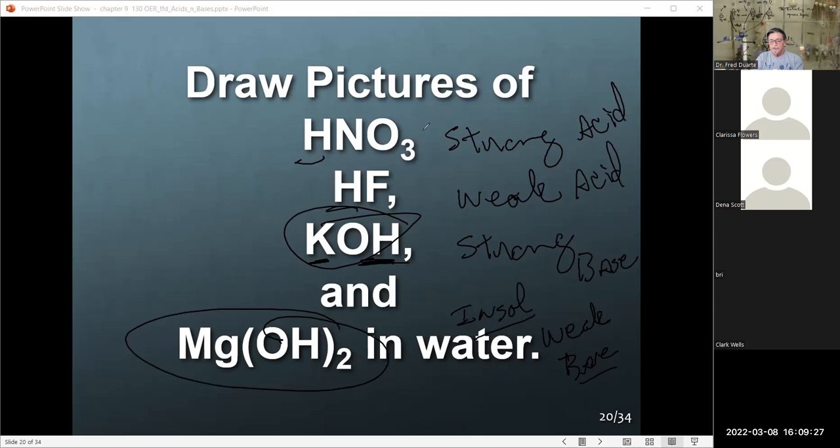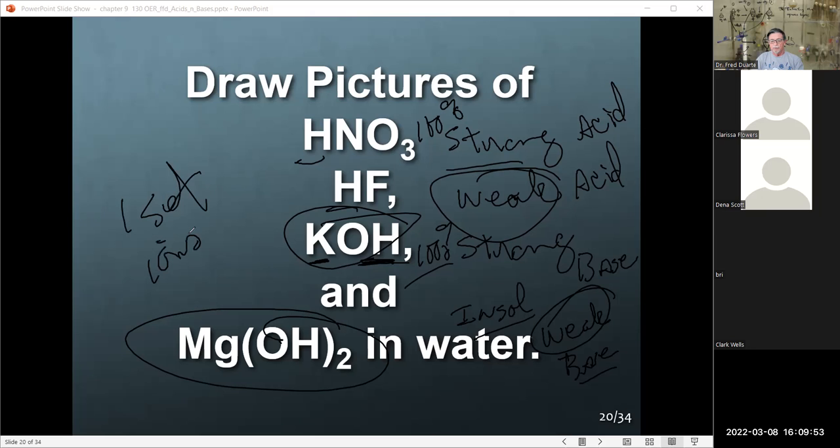That means anything strong will be 100% separated. These ones will be 100% separated into ions, since everything's soluble. The weak, anything labeled weak, will show at least one set of ions, okay? One set of ions for the weak acid or base, just to show, and everything else would be combined.